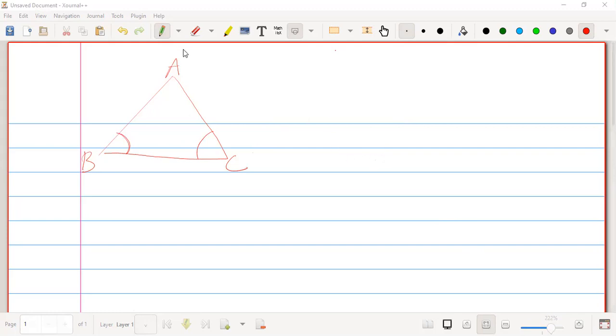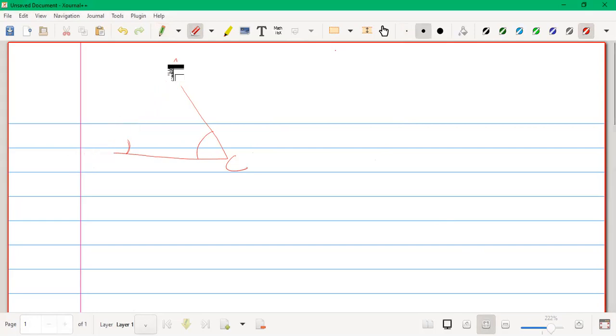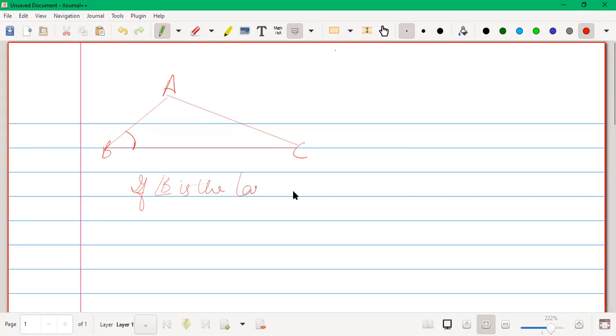So Ramya, what is the side opposite angle A? BC. Correct. Now, if we have this triangle, say something like this. If angle B is the largest angle, then which side of this triangle will be the largest? AC. So AC, the side opposite the largest angle, will be the largest.